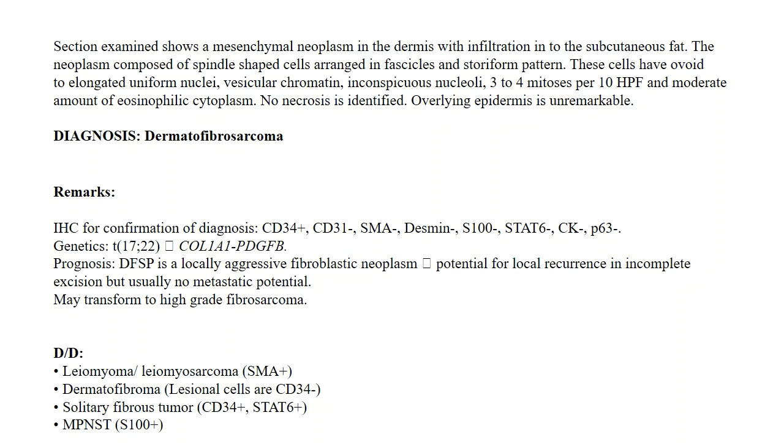Prognosis: DFSP is a locally aggressive tumor with the potential for local recurrence in case of incomplete excision, but usually does not have any metastatic potential. These tumors may transform into high-grade fibrosarcoma. So what are the differential diagnoses that come here? Leiomyoma, leiomyosarcoma, dermatofibroma, solitary fibrous tumor, and MPNST.